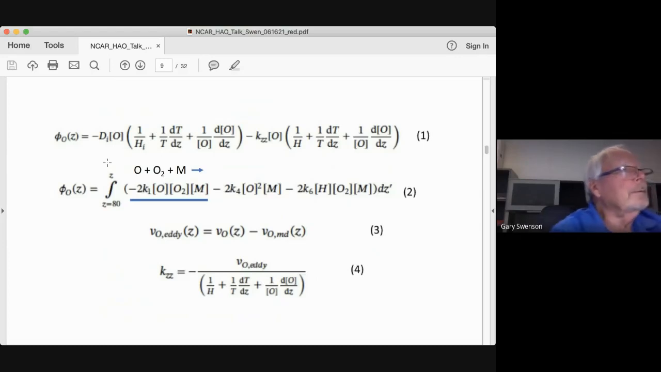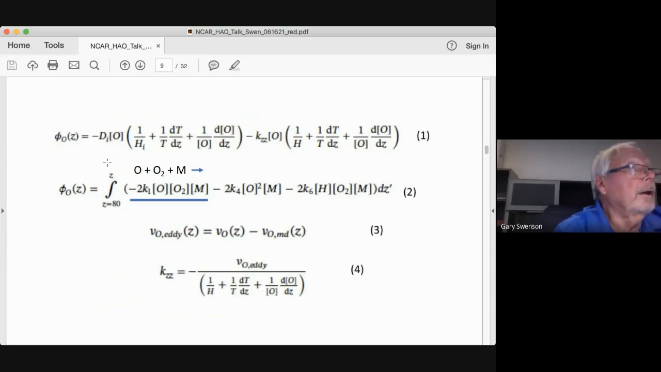So this is, in the simple sense, the chemistry, the few equations that are involved to solve for the KZZ. The second equation defines the downward flux of atomic oxygen, based on the fact that from 80 kilometers, we're assuming that little or no oxygen goes below that, up to the altitude of interest, so that the total loss through the chemical recombination has to be driven by the flux.